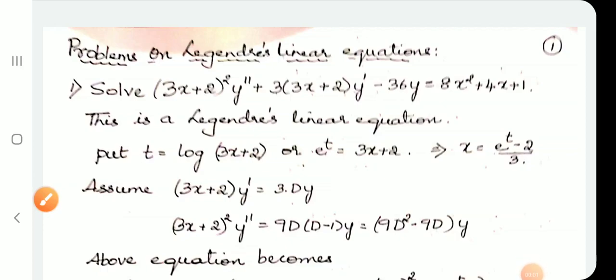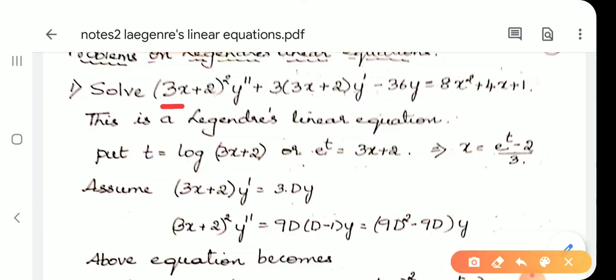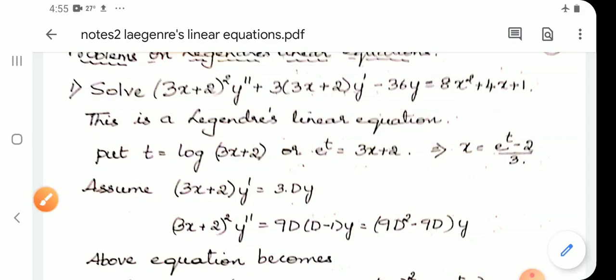Hello students, let us today learn about some problems in Legendre's linear equations. So let us see the first one. Solve (3x + 2)² y'' + 3(3x + 2) y' − 36y = 8x² + 4x + 1. So this is a Legendre's linear equation.